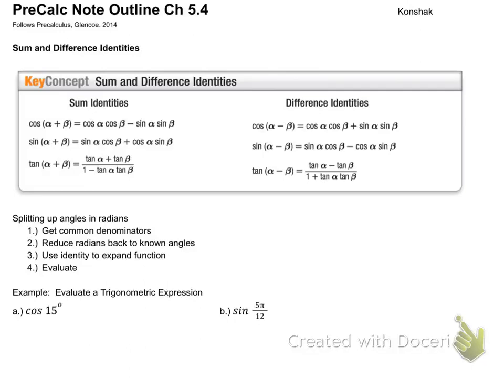This is pre-calc. This is the note outline 5.1. This will be day 1. We will be taking 2 days on this. We are skipping over 5.3.